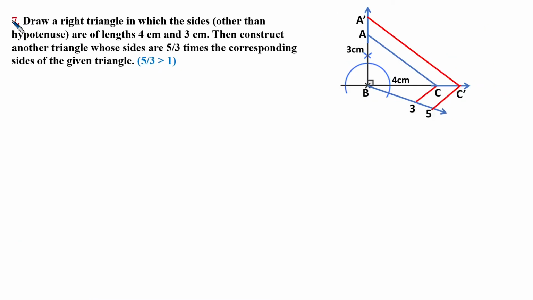So you start here. Draw a right triangle. This is a right angle triangle in which the sides other than the hypotenuse are of length 4 and 3 centimeters. This is 4 centimeters, this is 3 centimeters. So you have drawn a right angle triangle ABC.